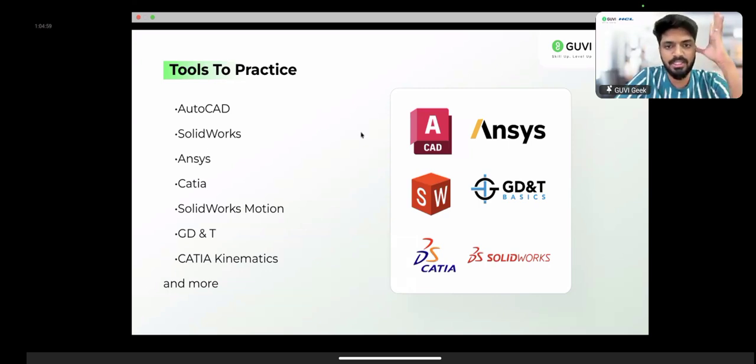No, it is not actually. We are a part of HCL group of companies actually.